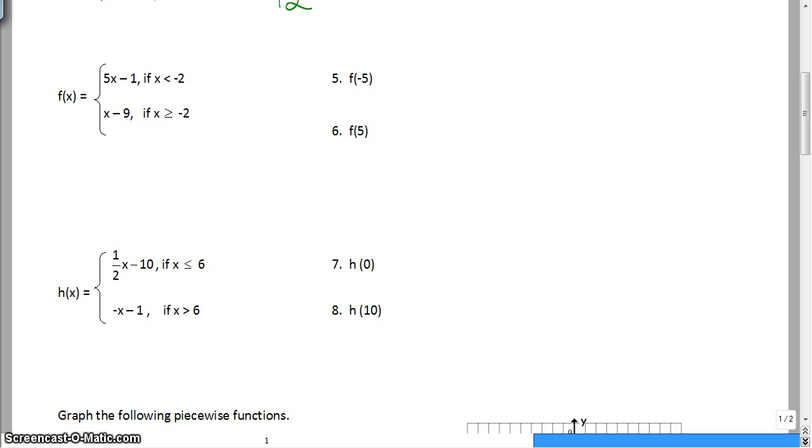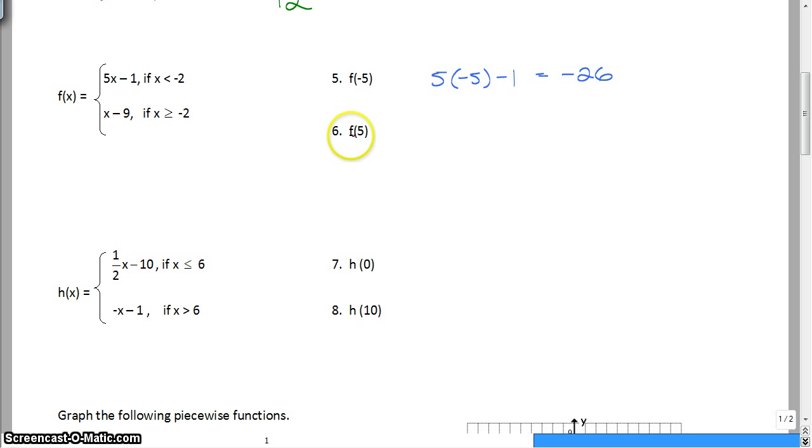As you can see, for number 5 and 6, this f of x has 2 parts. The function is 5x minus 1, but that's only when x is less than negative 2. When x is greater than or equal to negative 2, the function is x minus 9. So, to find f of negative 5, before you even start substituting negative 5, you have to figure out which one you want to substitute it in for. Is negative 5 less than negative 2? Yes, it is. So this is the function that you want to substitute it in. So we have 5 times negative 5 minus 1, which is going to give us negative 26.